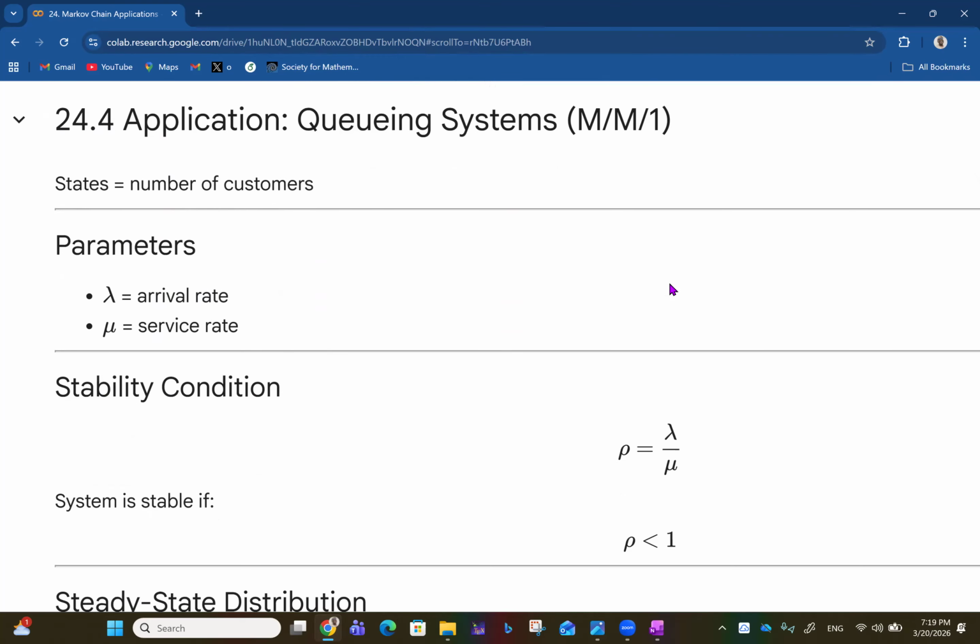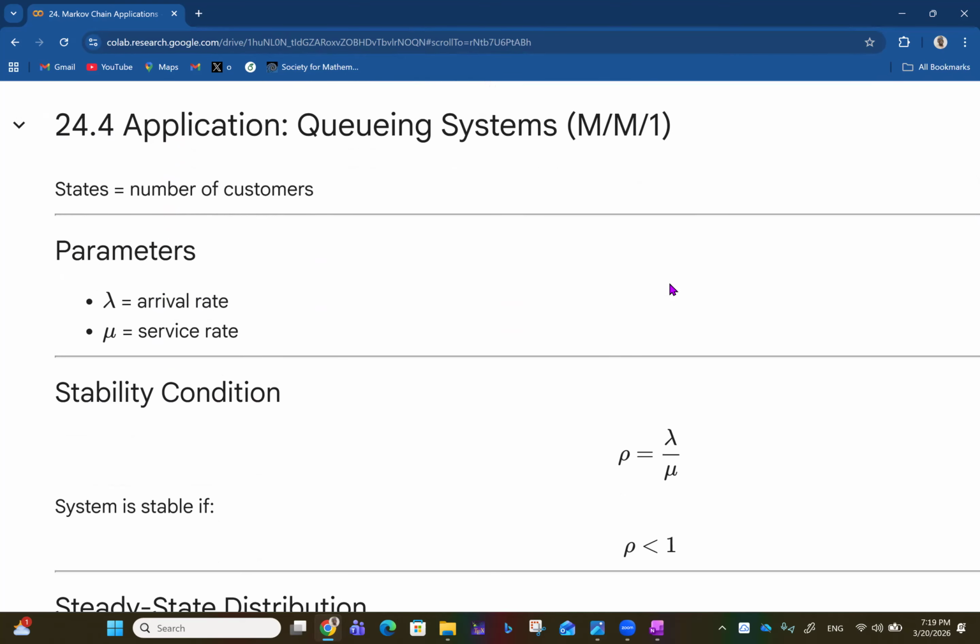And then we can also apply this Markov chain to queuing systems, M/M/1. Along the line in this playlist of stochastic processes, we are going to look at queuing systems.